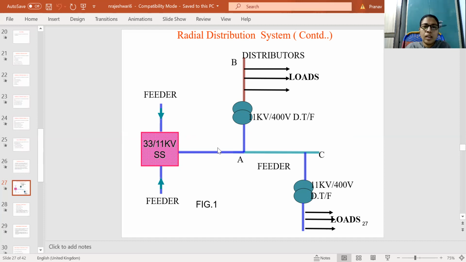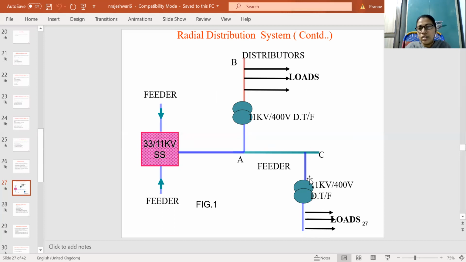This is primary. From the primary to this is secondary. It's also secondary distribution transformers for feeders and for distributors. From distributors to the load centers, only one end is connected. This is the radial system. So loads are connected to the distributors directly, and it is the feeder connection.